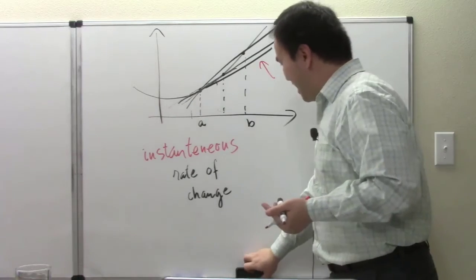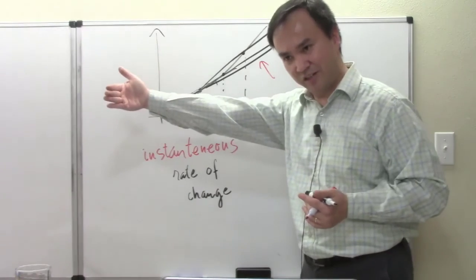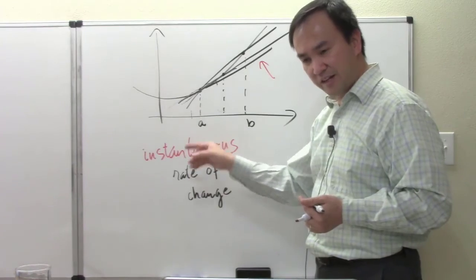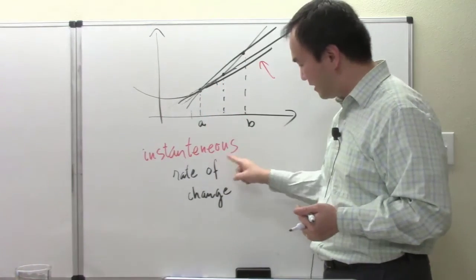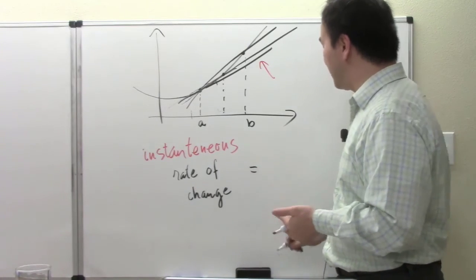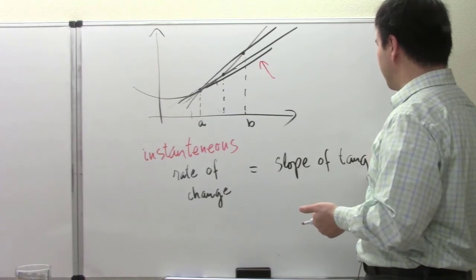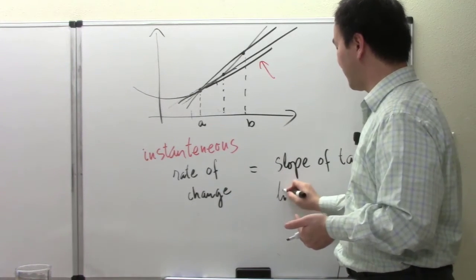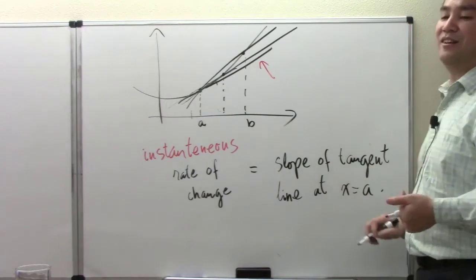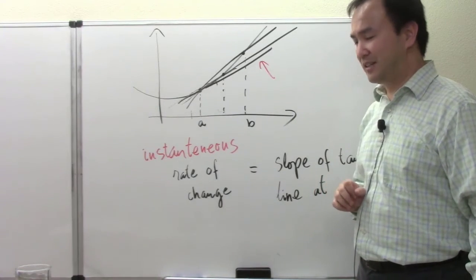And so in calculus, we want to push further than just the average rate of change. Now we're looking at the instantaneous rate of change, the kind of rate that only happened right at one x value. That is the whole reason why we're looking at the slope of the tangent line at x equals a.